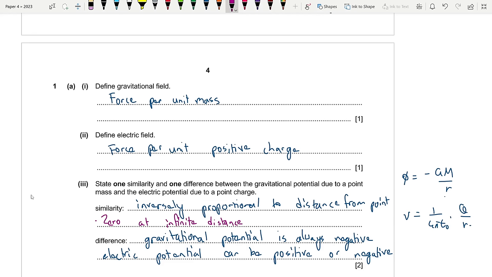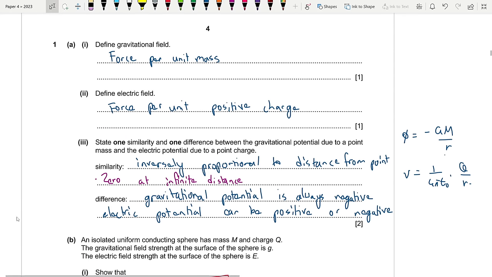Points of equal potential lie on concentric spheres. So they're basically talking about equipotential surface. Like for a spherical structure like this, the potential at this point is equal to the potential at this point as well. Okay, so that's what they've stated.